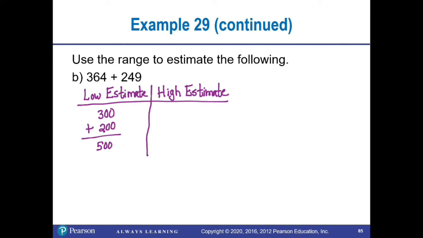For our high estimate, we want to round up. So 364 rounds up to 400. 249 rounds up to 300. 400 plus 300 is 700. And we have a range of 500 to 700.